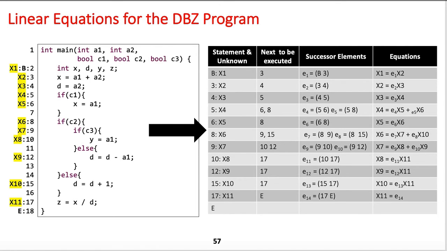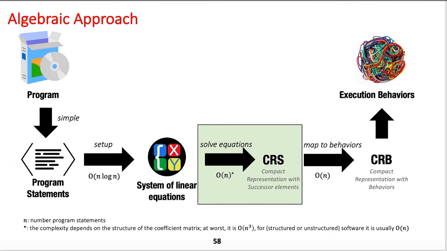So now we have the program. On the left, I've shown the variables that I've used to correspond to the program statements. We have these successor elements, and then we have these equations. For each variable we set up an equation. We have 11 variables here, x1, x2 to x11, and we have 11 equations. Now we are going to solve the equations.